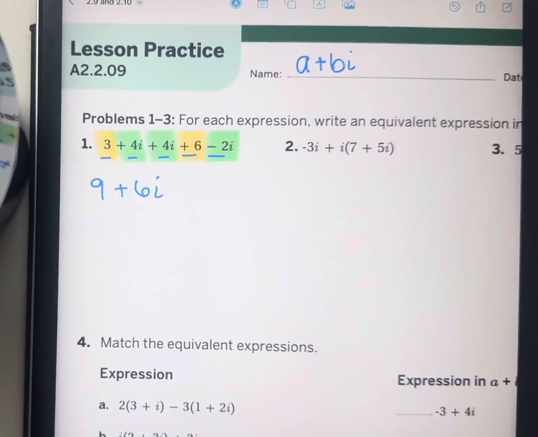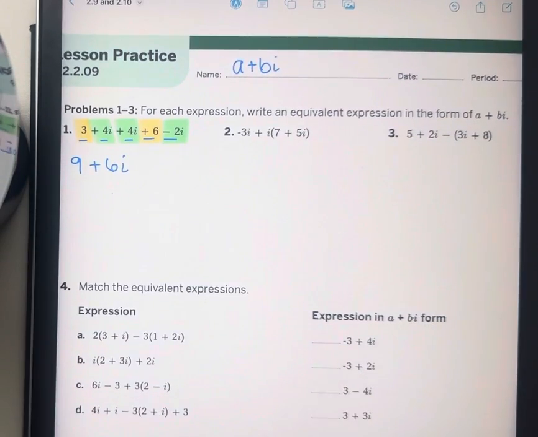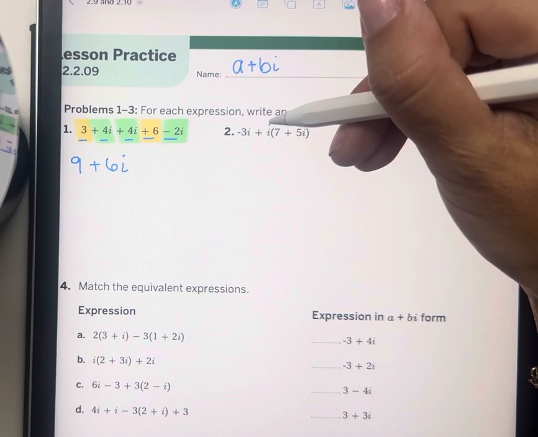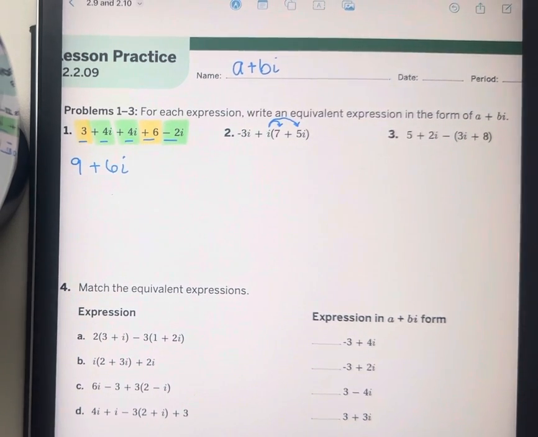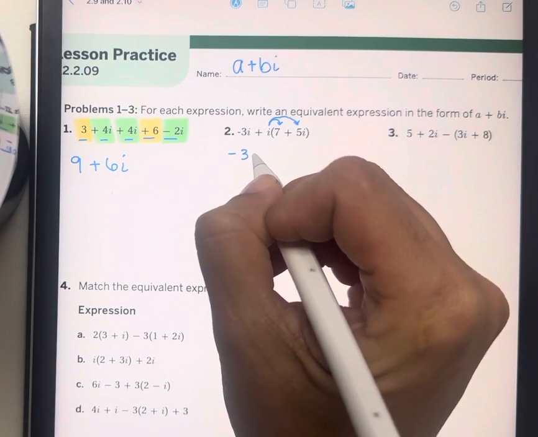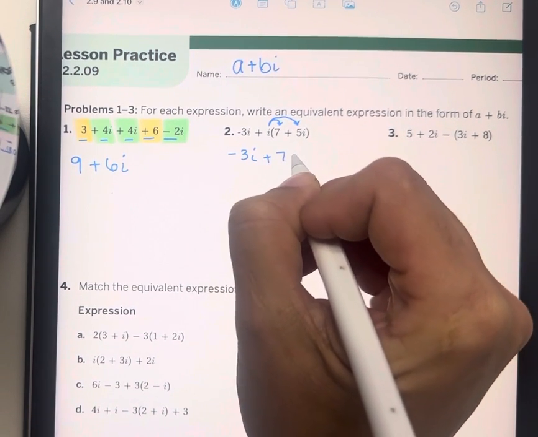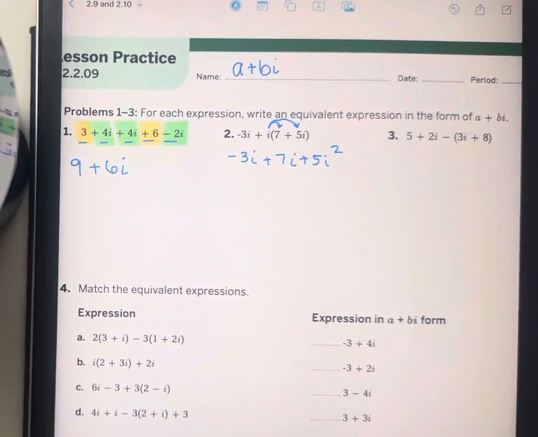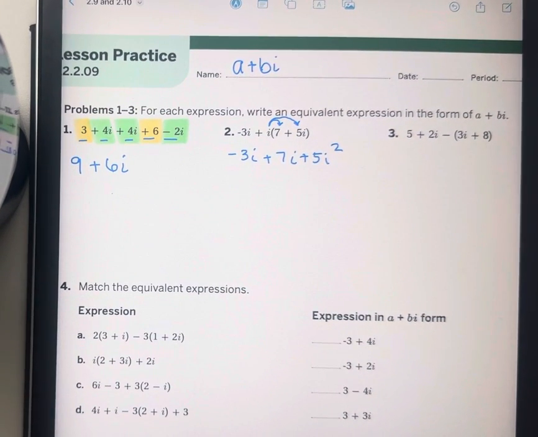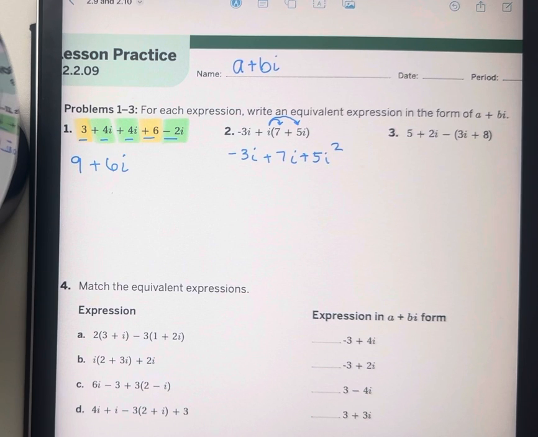Okay, number 2. Same thing, just keep it going, except now I have an i that I must first distribute. So I do, and I get negative 3i plus 7i plus 5i squared. And then now I go look at my letter situation.